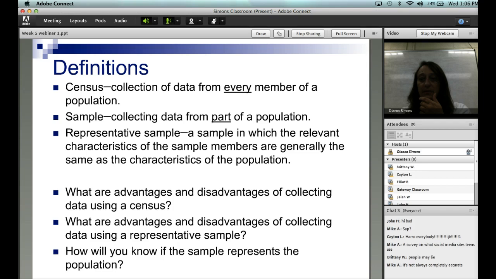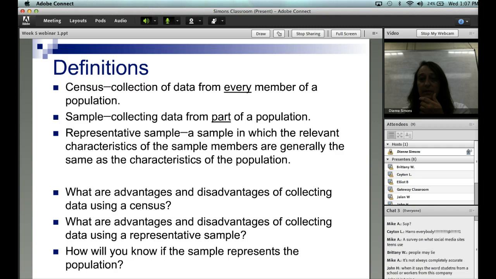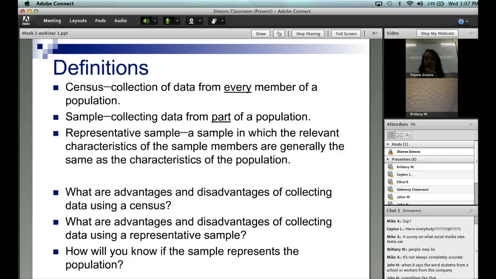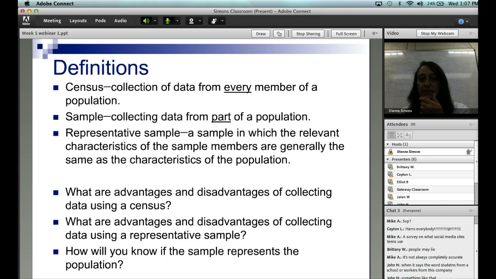All right, how will you know if a sample represents the population? How do you know? Anybody? Well, you could get a sample from one part of the state, and in the other part of the state it's completely different. How do you know if the sample represents that population?